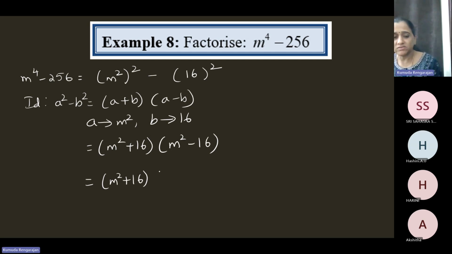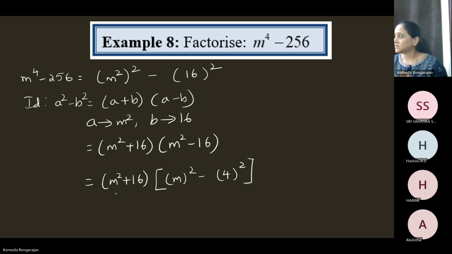But m squared minus 16 can be written as m the whole squared minus 4 the whole squared. Right? The other one can be written as m the whole square plus 4 the whole square, but that is a squared plus b squared, and you cannot factorize that further. But this one will be a squared minus b squared.